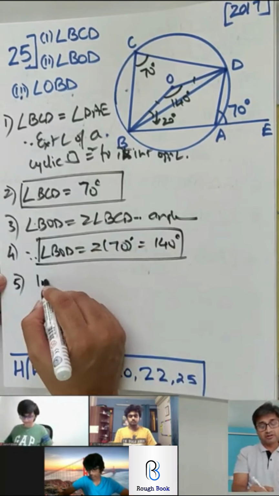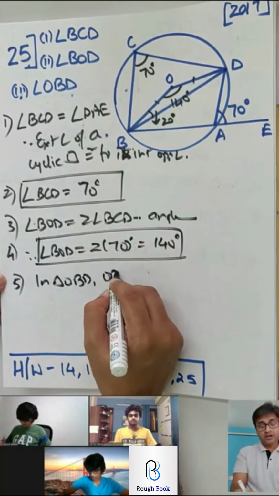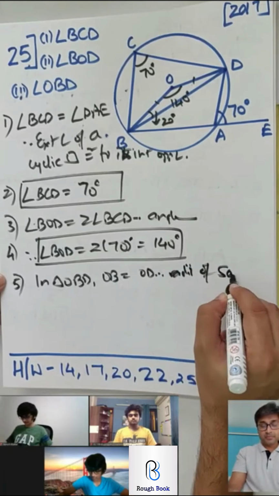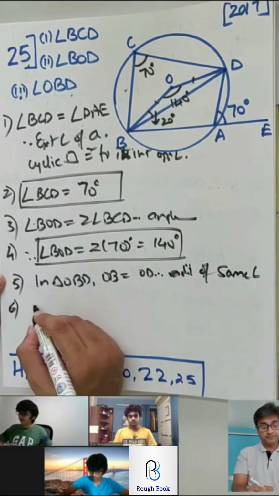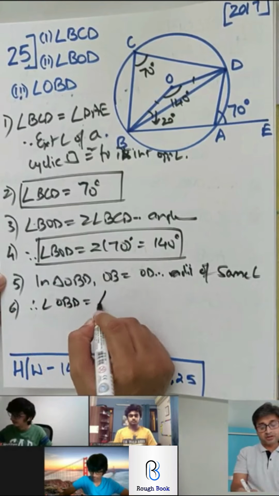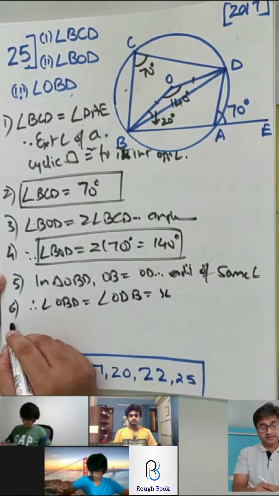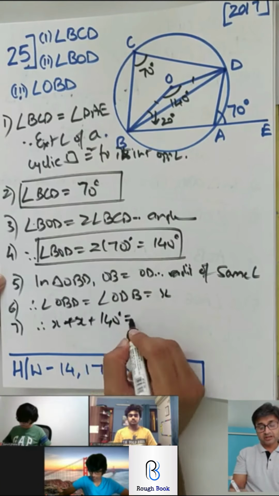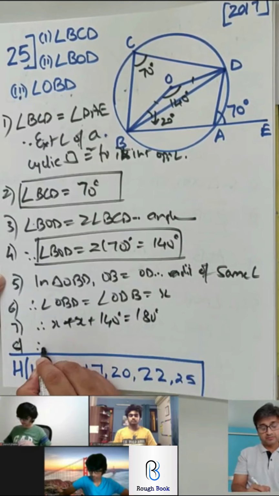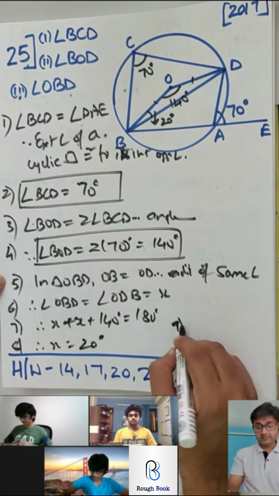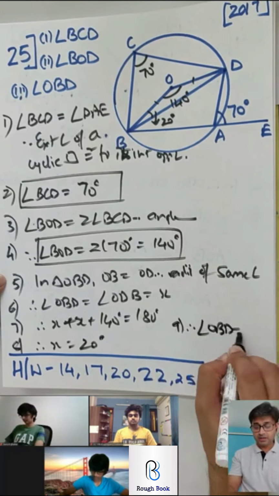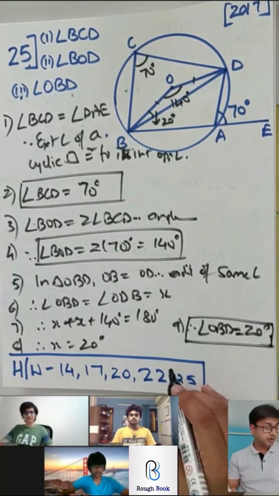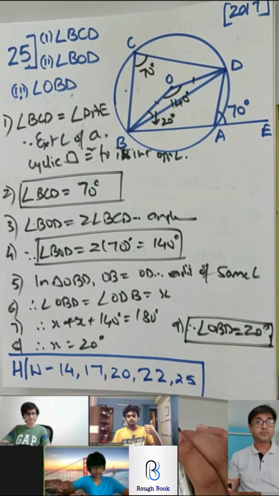And now for the last one, in triangle OBD, you can say OB equals OD, radii of the same circle, and therefore base angles are equal. That is, OBD equals ODB equals x. So we can say x plus x plus 140 equals 180. So x becomes 20, and therefore last step, ninth one, angle OBD is equal to 20 degrees. Three of you all, were you able to write the entire sum on your own?